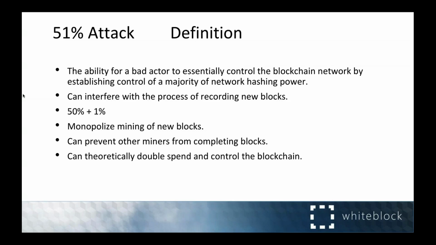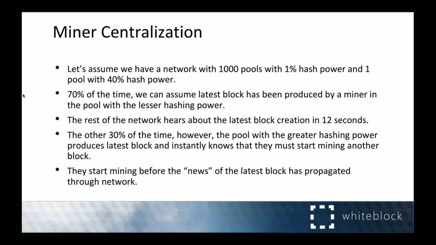So that means that they can control which blocks are actually going to be added to the chain, because they control a higher amount of hashing power within the network. So this can interfere with the process of recording new blocks and adding them to the chain, and can monopolize all of those processes and a lot of the performance, and prevent other miners from completing blocks. So then theoretically they could double spend and control the blockchain. So that's pretty dangerous for a decentralized and distributed system, because that's where all the value comes from. So that also increases the likelihood of miner centralization.